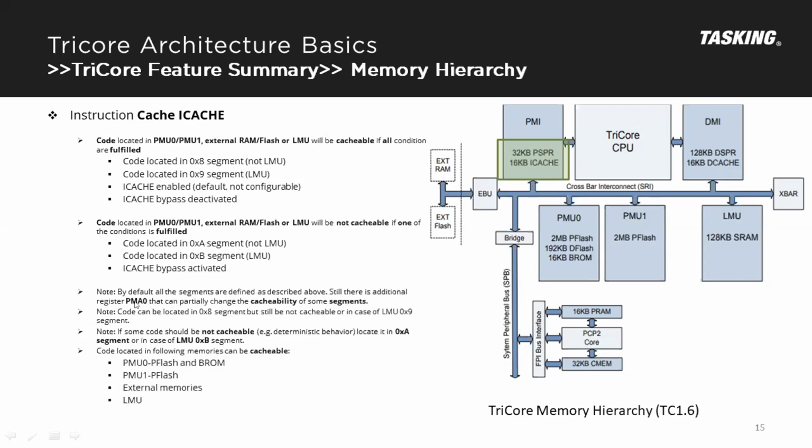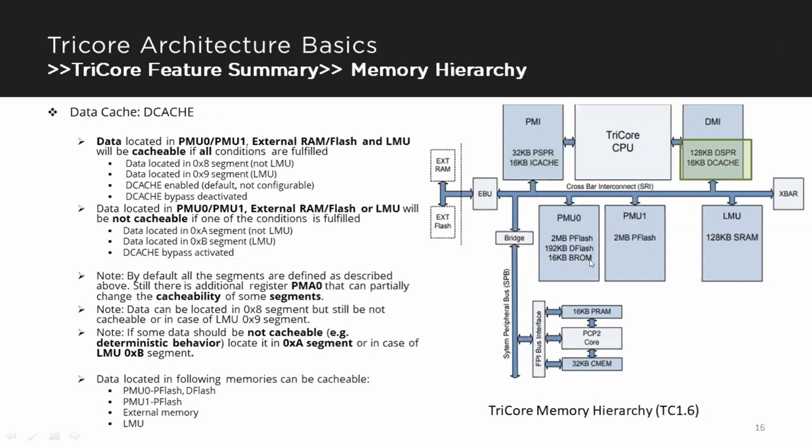And please take care that there is something called the BMA0 register that partially controls the cacheability of some segments. So please have a look at this when you configure the instruction cache. The code that could be saved inside this instruction cache could come from BMU program flash, or BMU0 BROM, or BMU1 flash, or the local memory unit as well, or the external memories. So these are the memory segments where parts of the code could be cached inside this instruction cache.